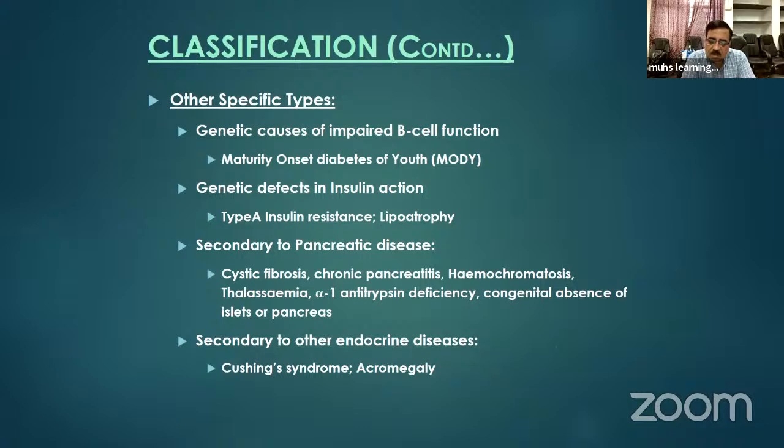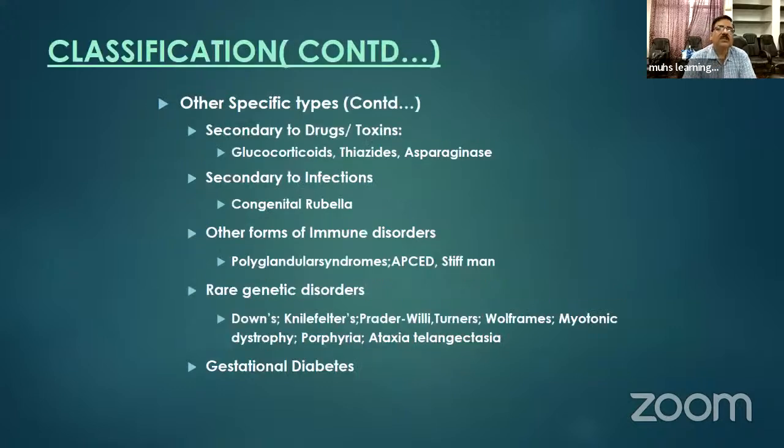These all are associated secondary to the pancreatic disorder. Secondary to other endocrinopathies, particularly Cushing and acromegaly, they are known to precipitate diabetes. So these are the ways we have to think on it. Other specific types, particularly glucocorticoids, you all know what has happened there in this pandemic. Many patients have been taking glucocorticoids, and they have been declared diabetics.